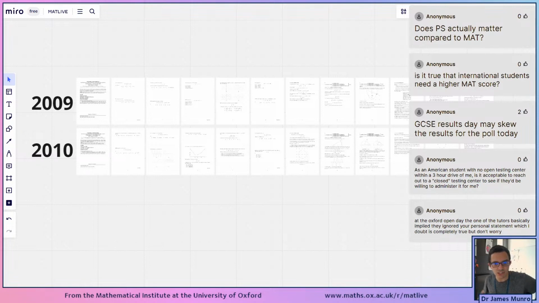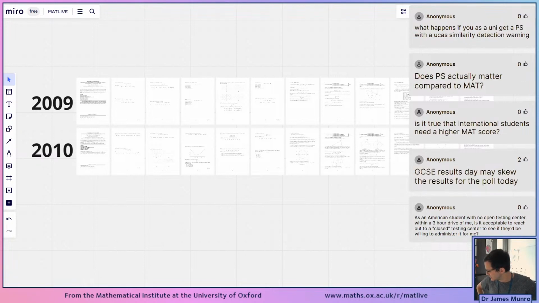What happens if you as a uni get a personal statement with a UCAS similarity detection warning? I've never actually seen one of those. I'm not sure they get passed to me in the maths department. I don't know if somebody somewhere gets a notification. Please don't plagiarise your personal statement. Hooray!